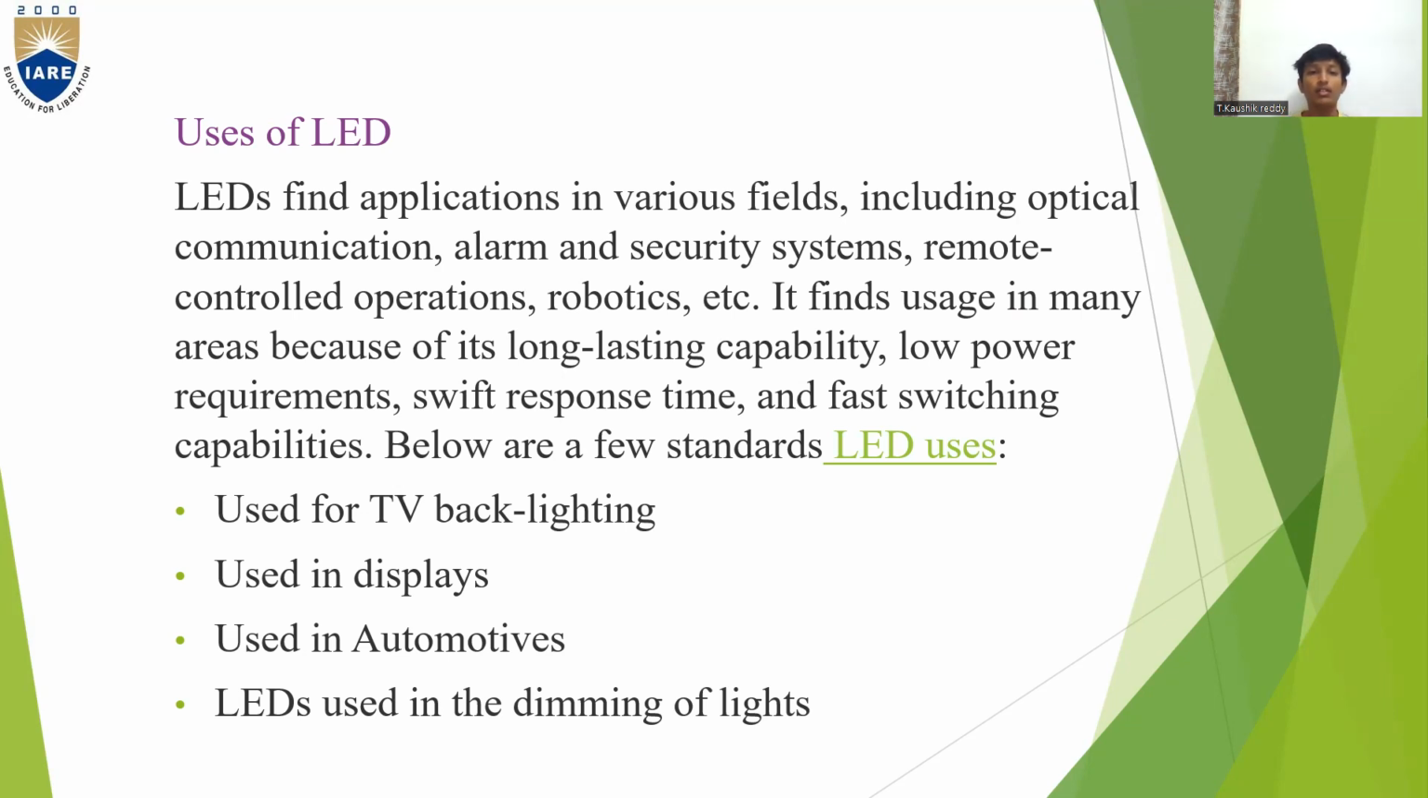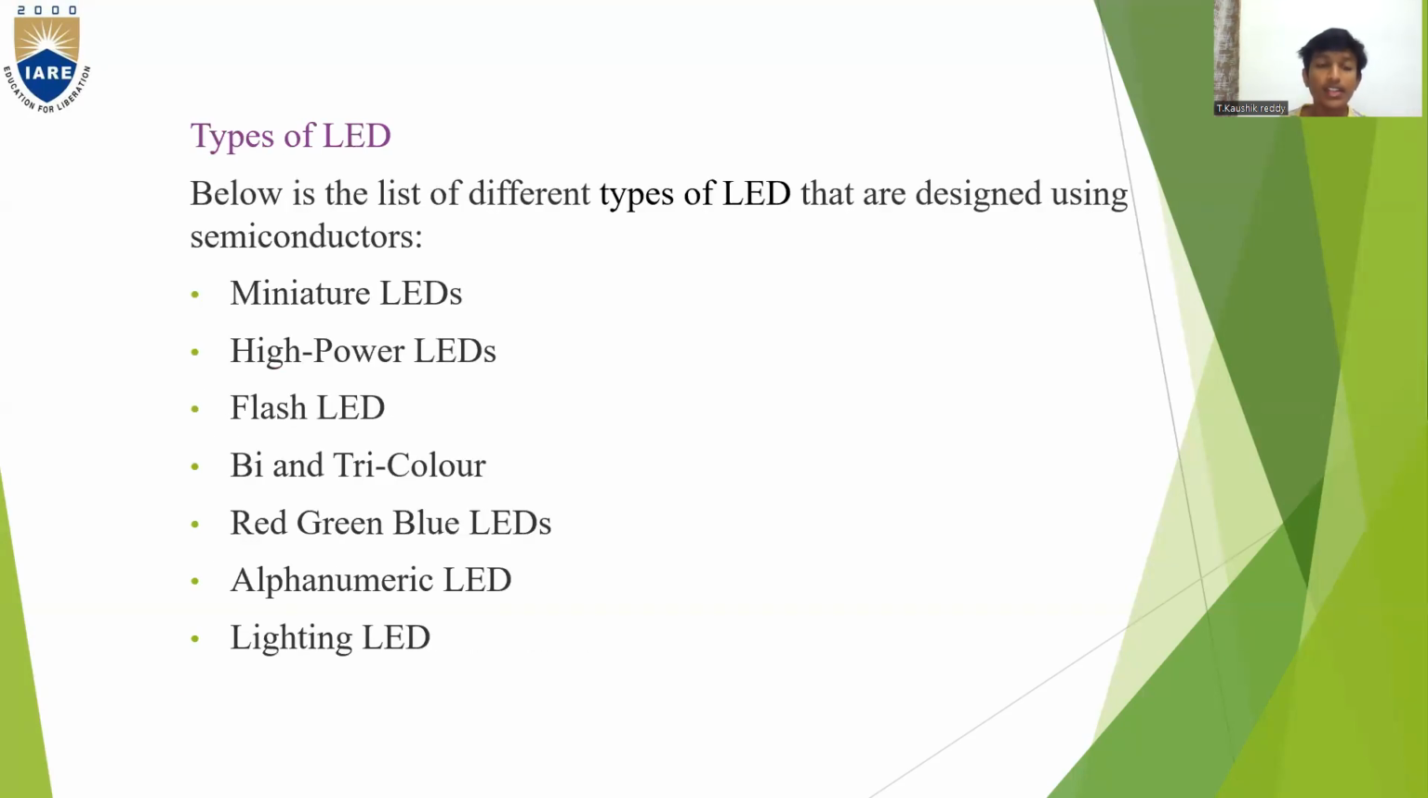So there are four standard or basic uses of LED: used for TV backlighting, used in displays, used in automotives, and used in dimming of lights. Next, types of LEDs. Below is a list of different types of LEDs that are designed using semiconductors. First one is miniature LED.